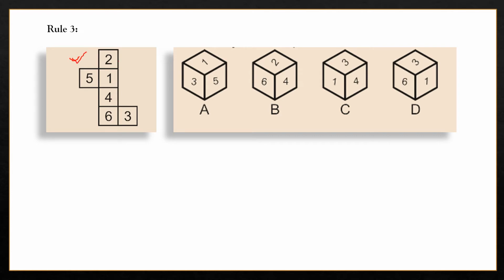You have to remember that the alternate numbers, that is 2 and 4, 1 and 6, will be opposite to each other, and 5 and 3 will be opposite to each other. So let's make a note of the faces which will be opposite to each other. So 5 and 3, 2 and 4, 1 and 6. These will be your opposite faces. Now let's observe the options here.